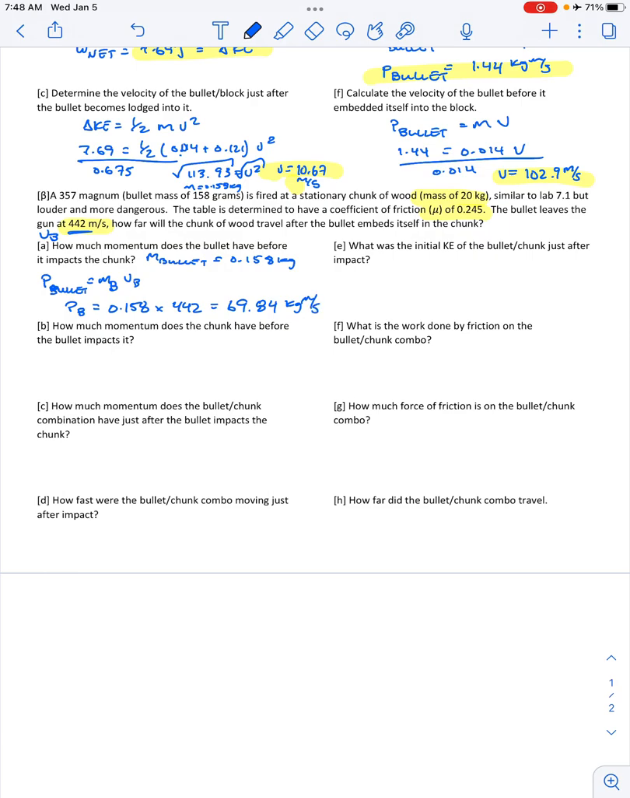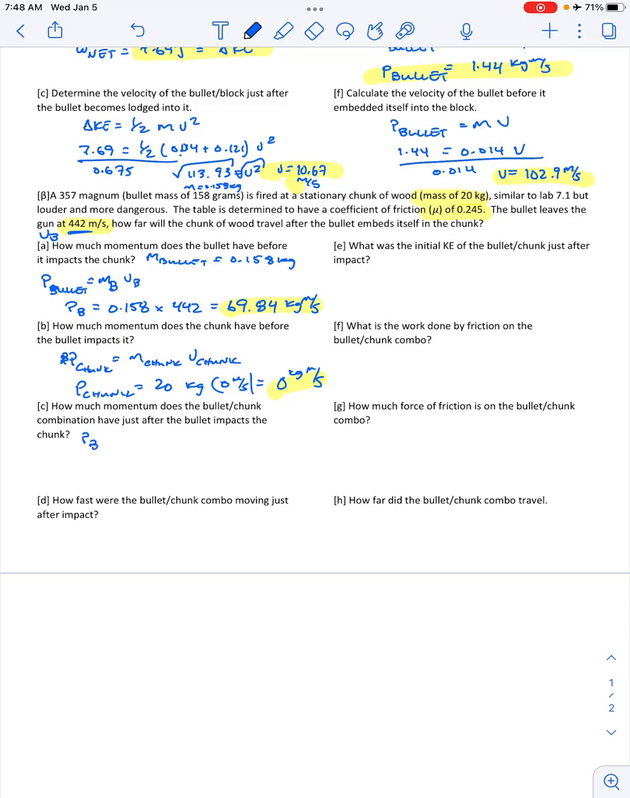How much momentum does the chunk have before the bullet impacts it? So just before it, the momentum of the chunk is going to equal the mass of the chunk times the velocity of the chunk. So the chunk here is 20 kgs. The velocity is 0. So it has 0 kilogram meter per second, because it's not moving.